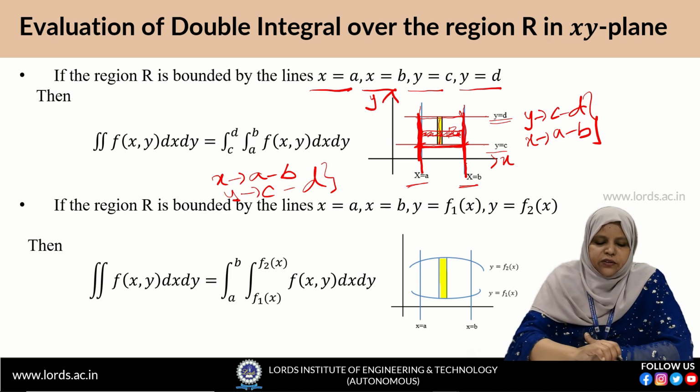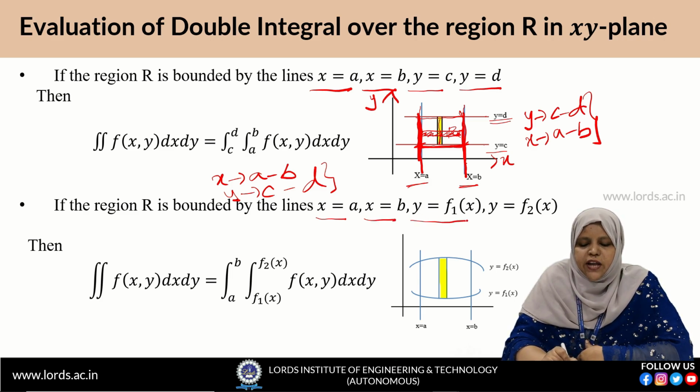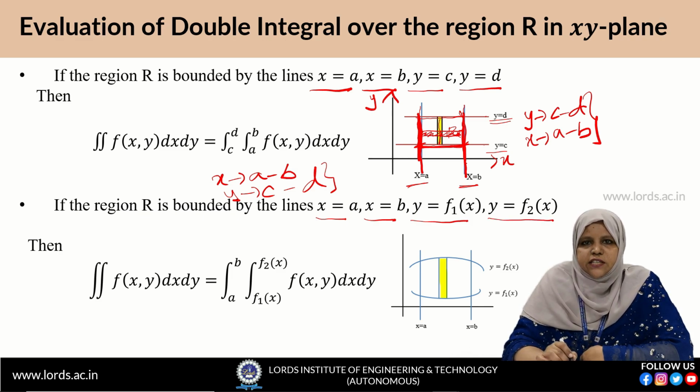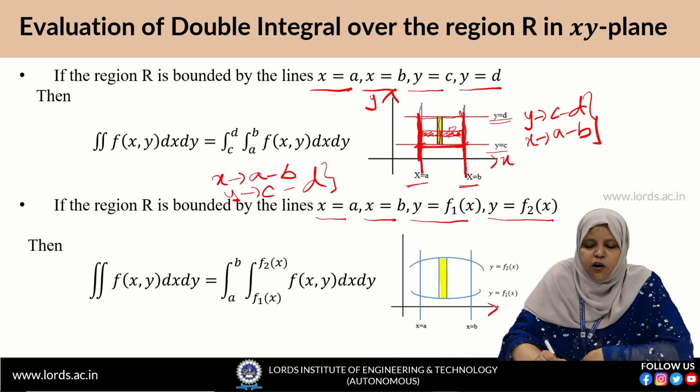Okay. Now coming to the next type. Now suppose the region R is bounded by the lines x is equal to A, x is equal to B, and some curves y is equal to f1 of x, y is equal to f2 of x. So here, what is given to us? Two lines are given to us and two curves are given to us. So first thing we have to do is plot these in the xy plane. So when I am plotting these in the xy plane, the lines x is equal to A, x is equal to B, and the curves y is equal to f1 of x, y is equal to f2 of x.